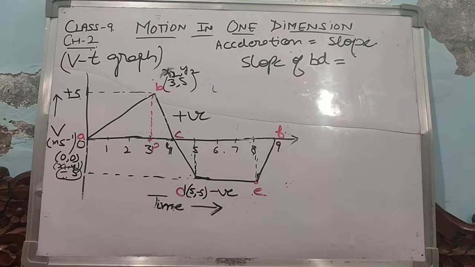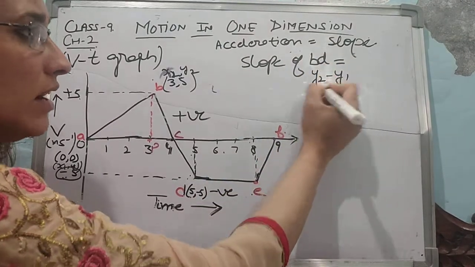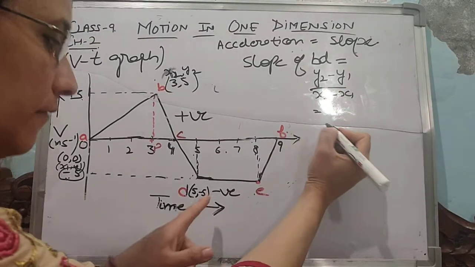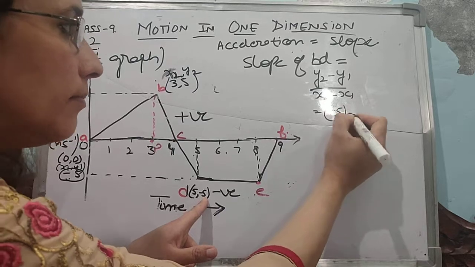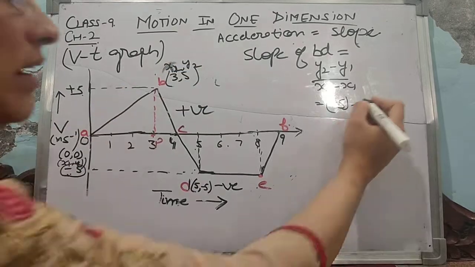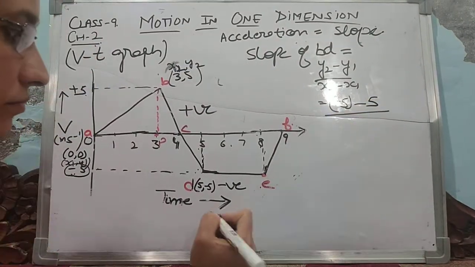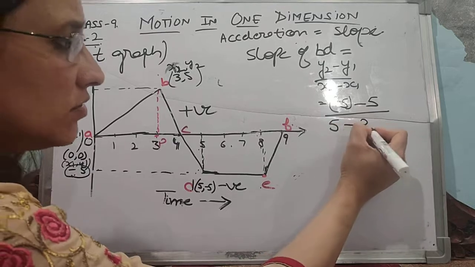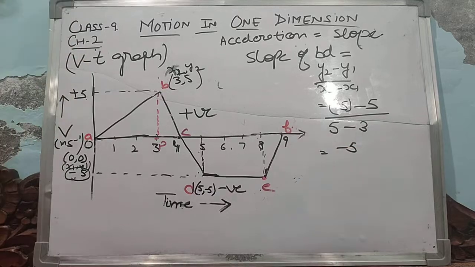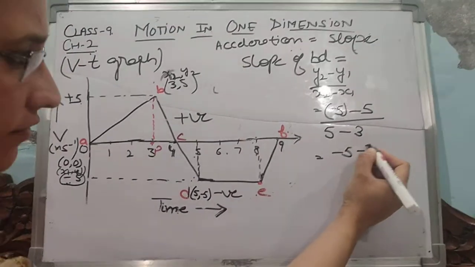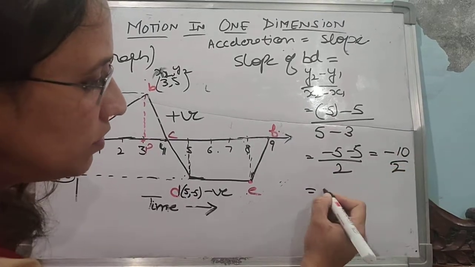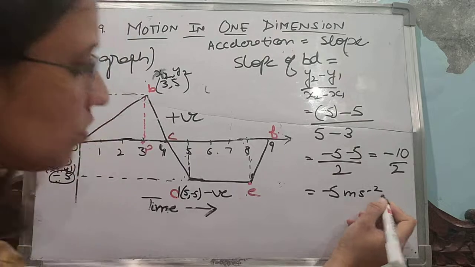Now I'll use the formula y2 minus y1 upon x2 minus x1. So it will come out to be: y2 coordinate is minus 5, minus the y1 coordinate, which is 5, upon 5 minus 3. So it comes out to be minus 5 minus 5, and 5 minus 3 is 2. So it comes out to minus 10 upon 2, that is equal to minus 5 meter per second square.